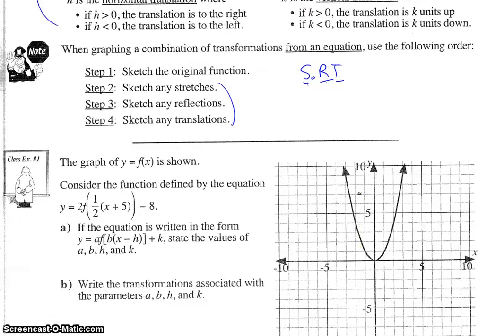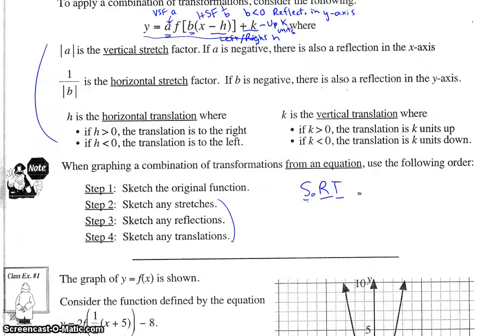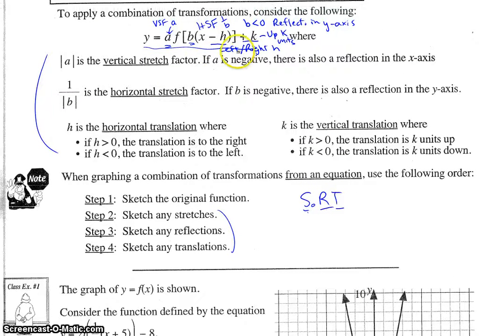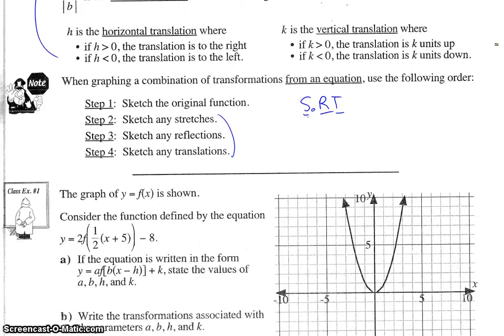Oh, and there's one that wasn't mentioned up there. Sorry, let's go back. One that wasn't mentioned was a reflection in the line y equals x, and that would look like this: x equals f of y. Of course, we can combine any of those, or two or more of those, transformations.